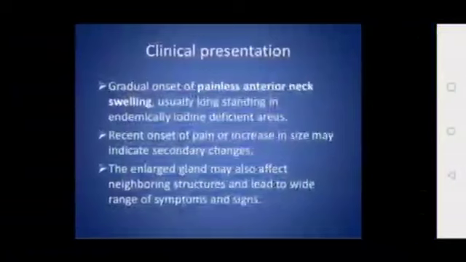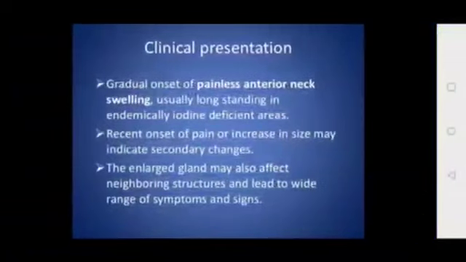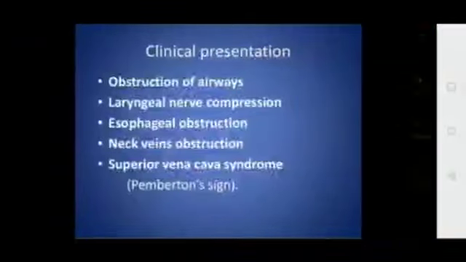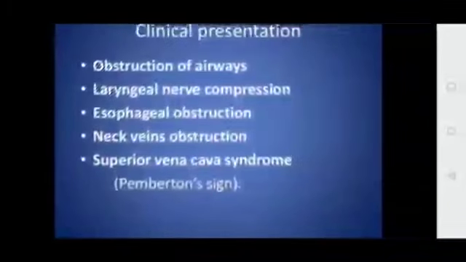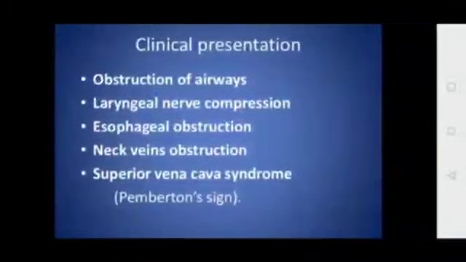Okay, what is the clinical presentation? How do they present? There is gradual onset of painless anterior neck swelling, usually long-standing and endemic in iodine deficient areas. Recent onset of pain or increase in size may indicate secondary changes. The enlarged gland may also affect neighboring structures and lead to a wide range of symptoms and signs. This can lead to obstruction of the airways, laryngeal nerve compression, esophageal obstruction and neck vein obstruction, and in severe cases superior vena cava syndrome.